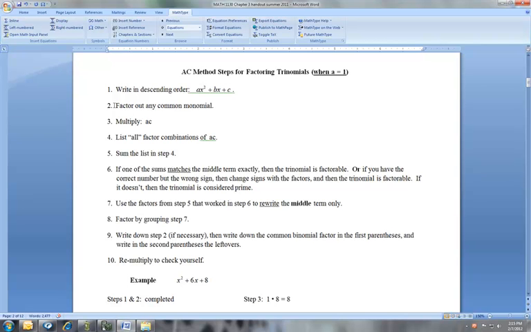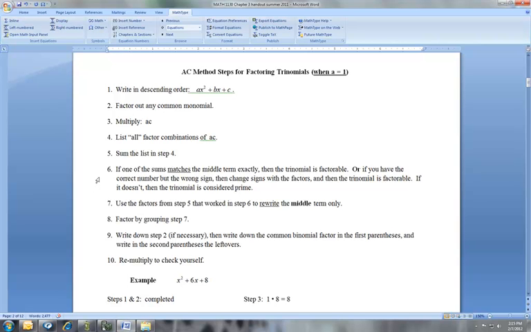Next thing, factor out any common monomial and hold on to it. Third thing, we're going to multiply A times C. That's why it's called the AC method. So whatever number is here, I'm going to multiply it by the number back here, including sign. Fourth thing I'm going to do is list, quote unquote, all factor combinations of A times C, and then I'm going to sum the list up.